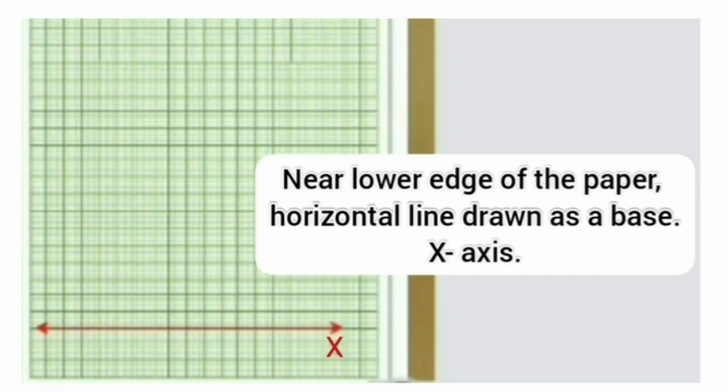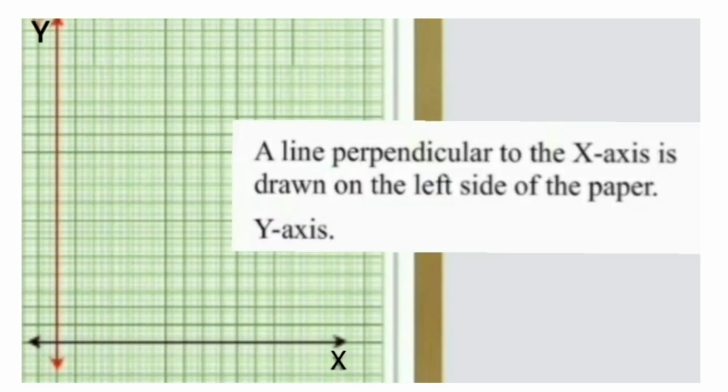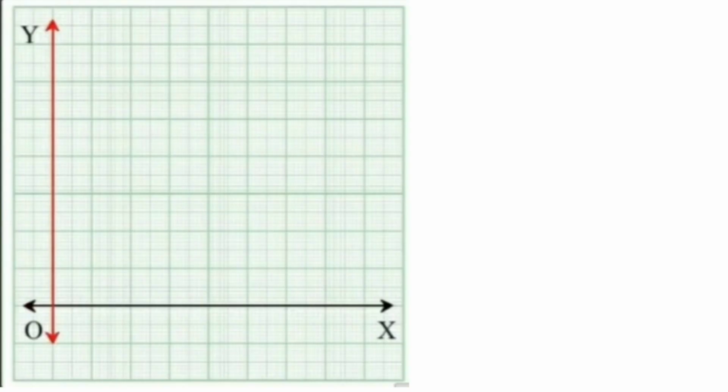Near the lower edge of the paper, the horizontal line drawn as a base is called the x-axis, and a line perpendicular to the x-axis drawn on the left side of the paper is called the y-axis. The point where the x-axis and y-axis intersect is the origin.